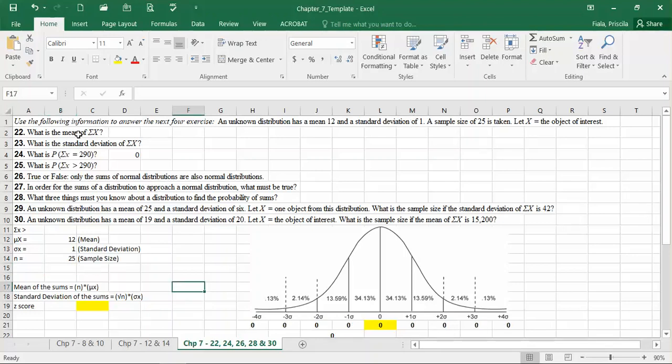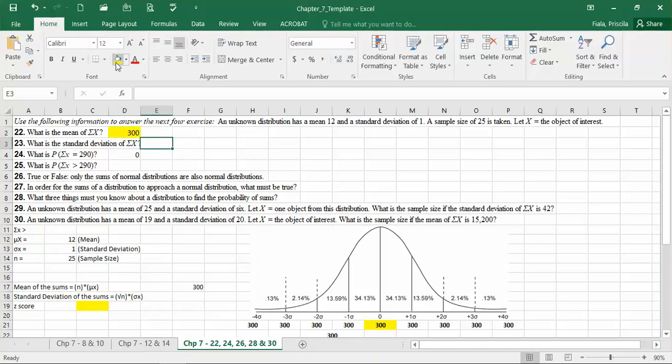Okay, 22 is asking what is the mean of the sum of the values. Well, to define the mean of the sum of the values, you need to do the sample size 25 times the mean of your population. So right here, the mean of the sum of the values would be 300.